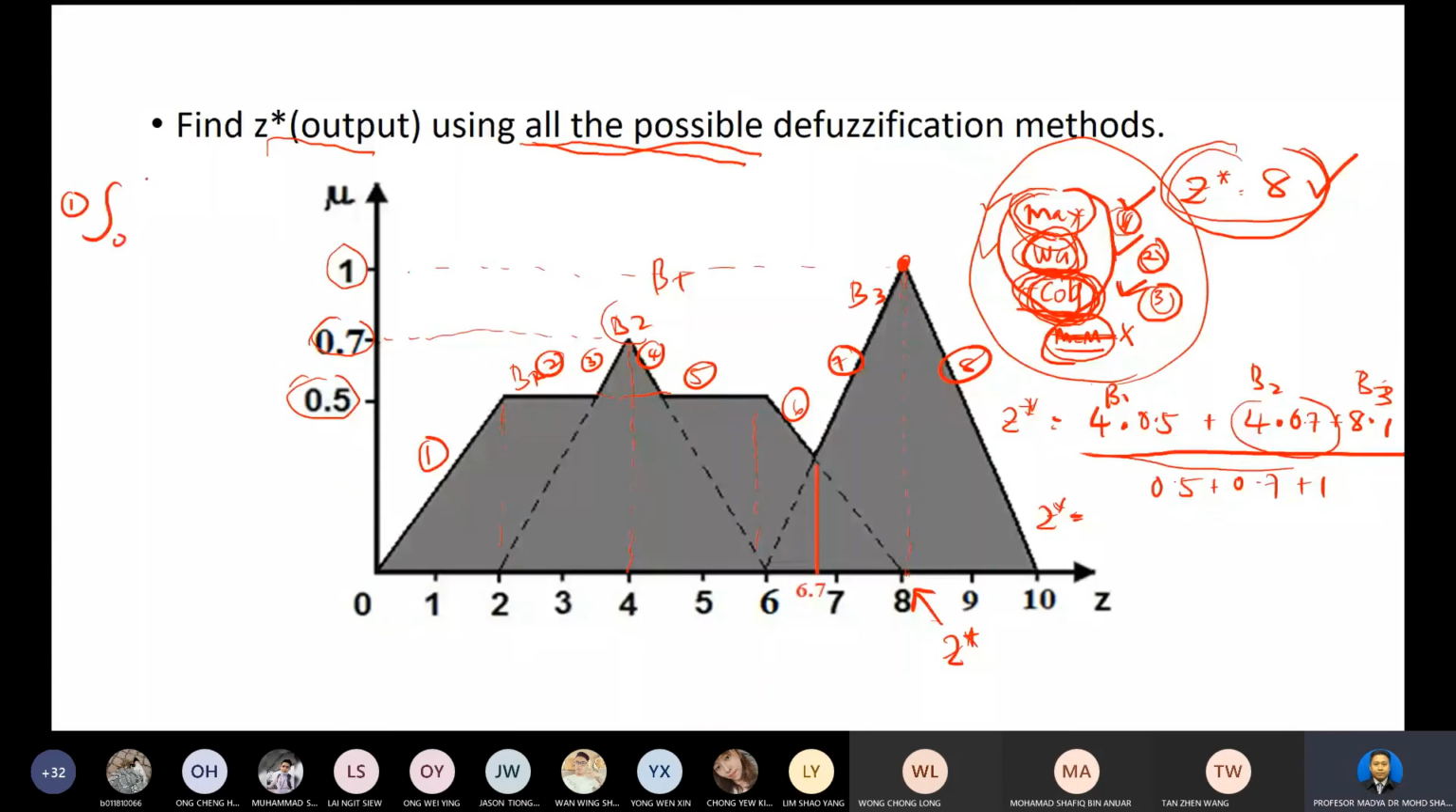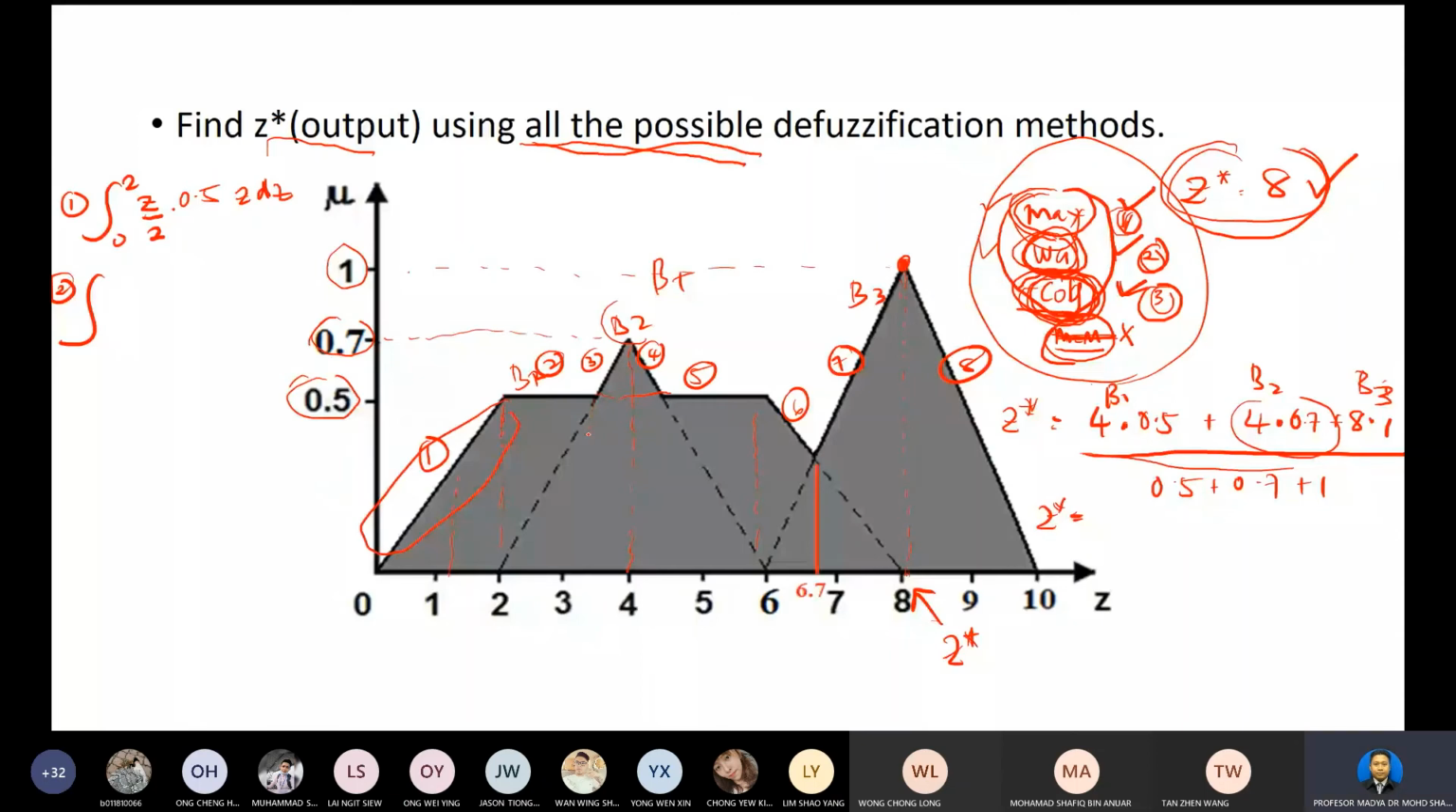Put some z here, z minus 0, divided by 2, multiplied by 0.5, 0.5 z dz. So this is for equation 1. For equation 2, I put here from this point 2 until this one.